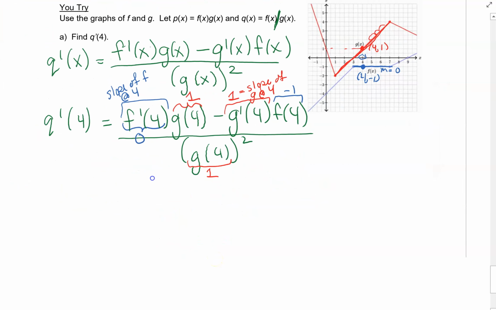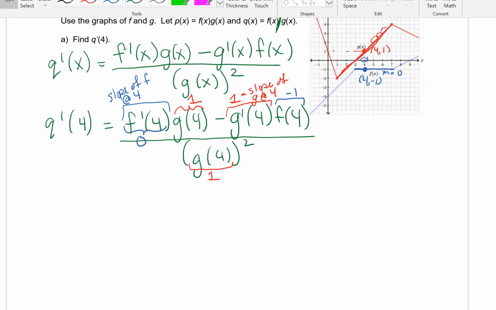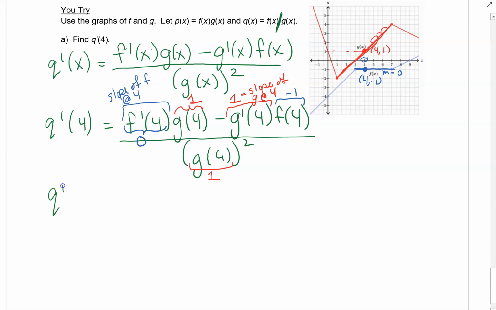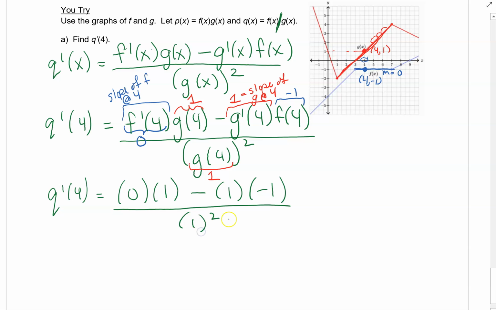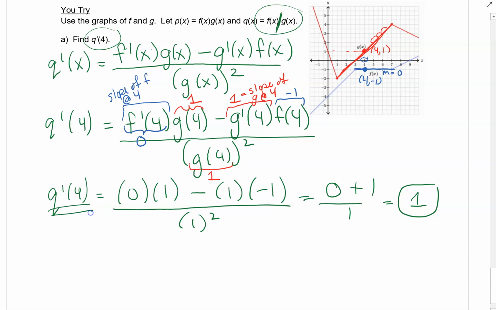So then if I'm going to finalize my answer for q prime of 4, I have 0 times 1 minus 1 times -1 all over 1 squared. Lots of zeros and ones. So then I get 0 plus 1 over 1, so I just get 1. So the derivative of q, which was the quotient of f and g, at 4 is 1.